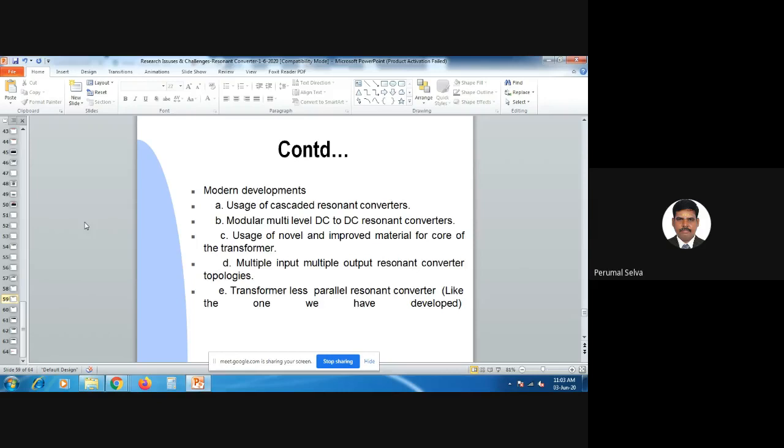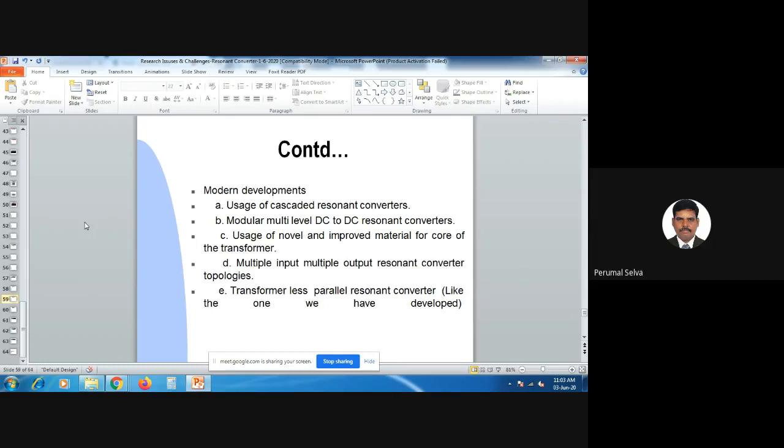So next. Modern developments. So usage of cascaded resonant converter. So the block diagram we saw previously, 1:1 transformer we are using. If suppose 1:2 transformer, then another secondary is there. So this is a modular multi-level DC to DC resonant converter, right?